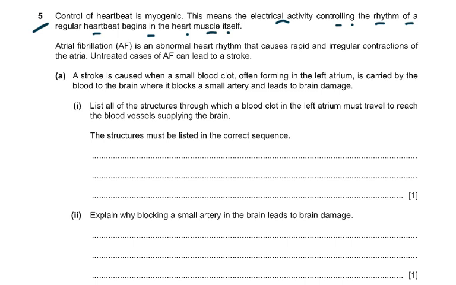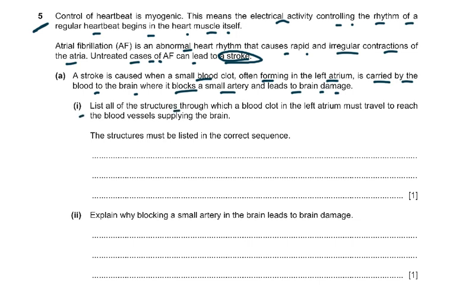Atrial fibrillation (AF) is an abnormal heart rhythm that causes rapid and irregular contractions of the atria. Untreated cases of atrial fibrillation can lead to stroke. Stroke is a burst or a blocked or a damaged artery in which the blood starts to leak and it results in a brain hemorrhage. So can lead to stroke. A stroke is caused when a small blood clot, often forming in the left atrium, is carried by the blood to the brain where it blocks a small artery that leads to brain damage.